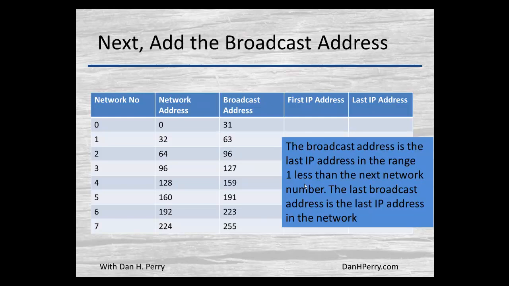Now, the broadcast address is the last IP address in the range. There are several ways of doing this. Basically, it is 1 less than the next network number, with the exception of the last network, where it will be 255. So since network 1 starts at 32, the broadcast address for network 0 would be 31. Network 2 starts at 64, so the broadcast address for network 1 would be 63, and so on.